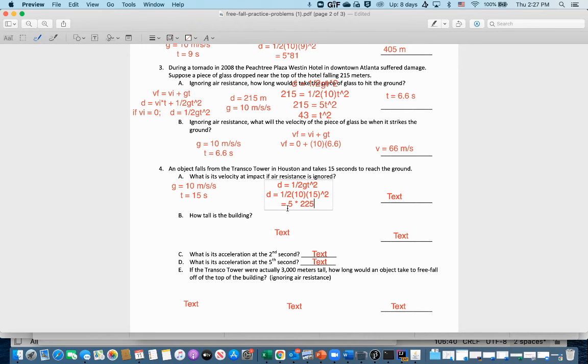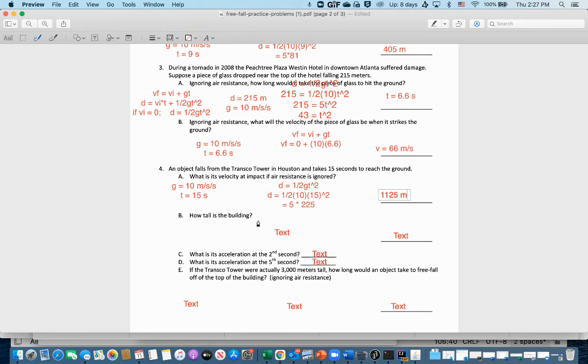So 5 times 225. Well, I know that 5 times 200 would be 1,000. 5 times 25 would be 125. So I should get 1,125 meters right here. Okay, so this one is nice. We didn't have to do any square roots. We just had to square it right here. So you've got to feel comfortable in your calculator going between the two.